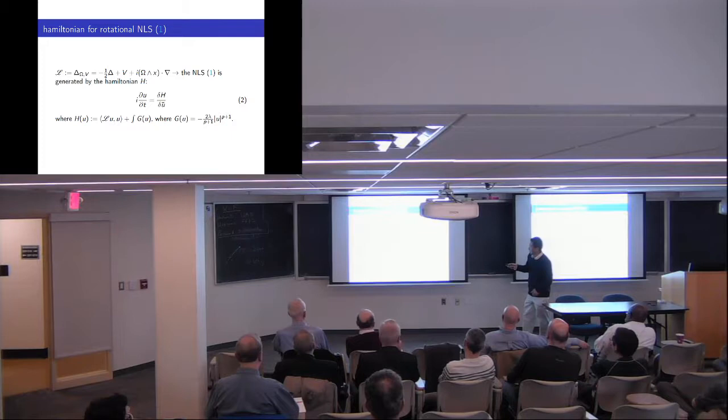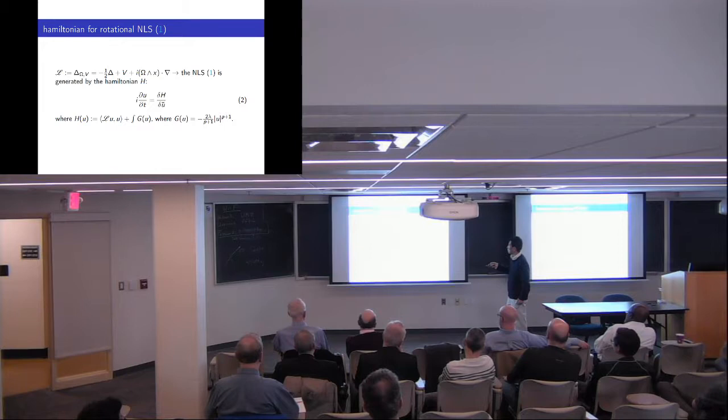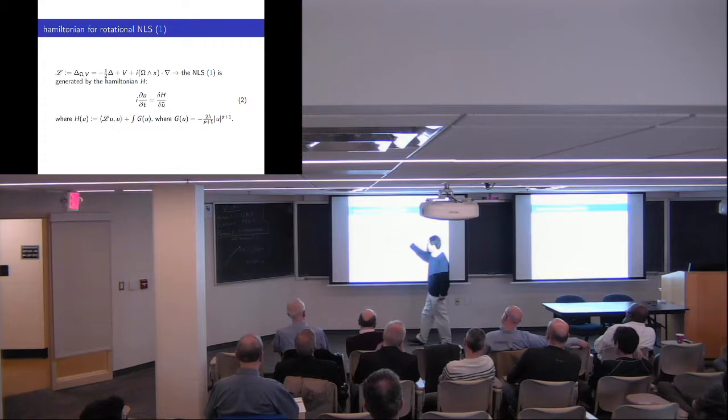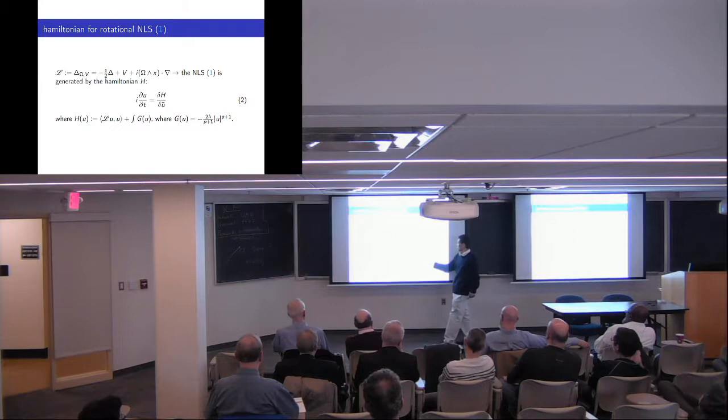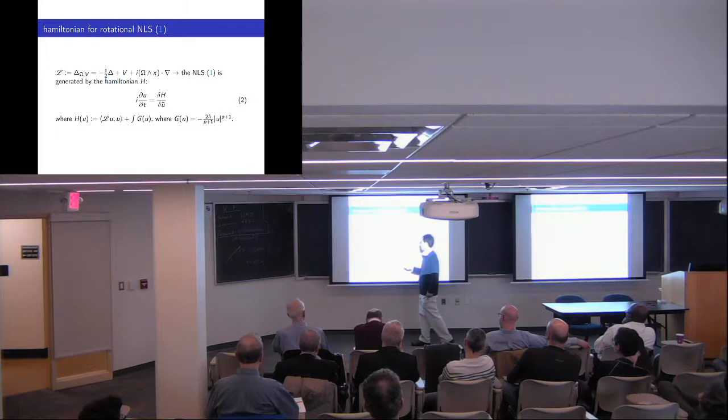This system is generated by the Hamiltonian. The Hamiltonian is the quantity that is conserved for all time. Here, this is the linear part defined by this linear operator, and this is the nonlinear part, which looks like this. This is conserved for all time, in the sense that if you take a derivative in time, you get zero.